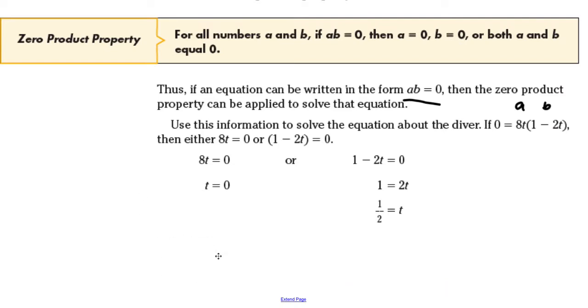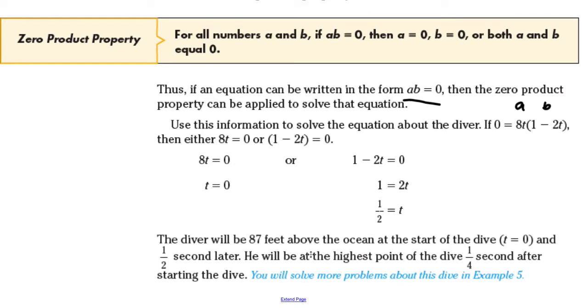In this case, the diver will be 87 feet above the ocean at the start of the dive when t is equal to 0, and 1/2 second later. He will be at the highest point of the dive 1/4 second after starting the dive.